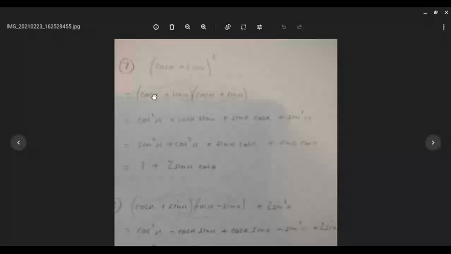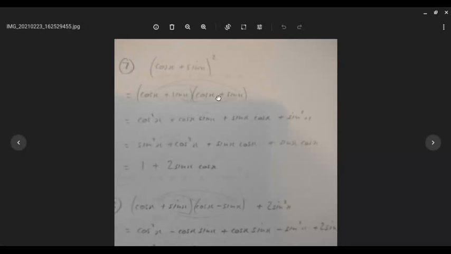So the first term in each bracket, cosine x multiplied by cosine x, we write as cosine squared x. Cosine x multiplied by sine x, we could write as cos x sine x. Sine x multiplied by cosine x, we can write as sin x cos x. And sine x multiplied by sine x, we write as sine squared x.